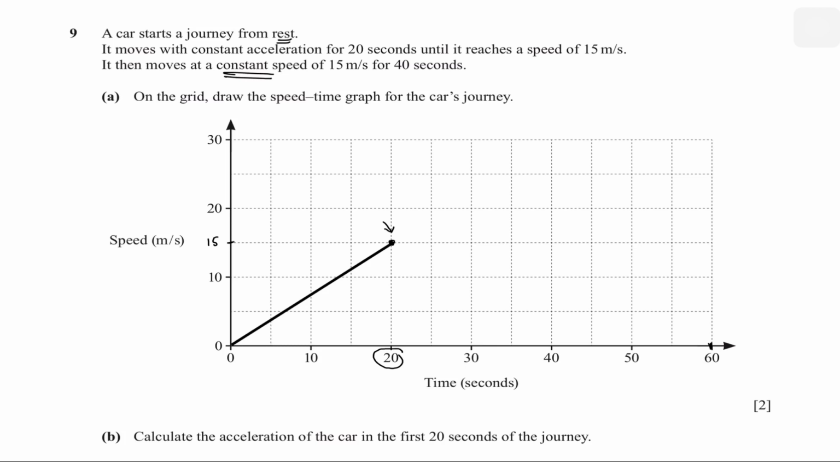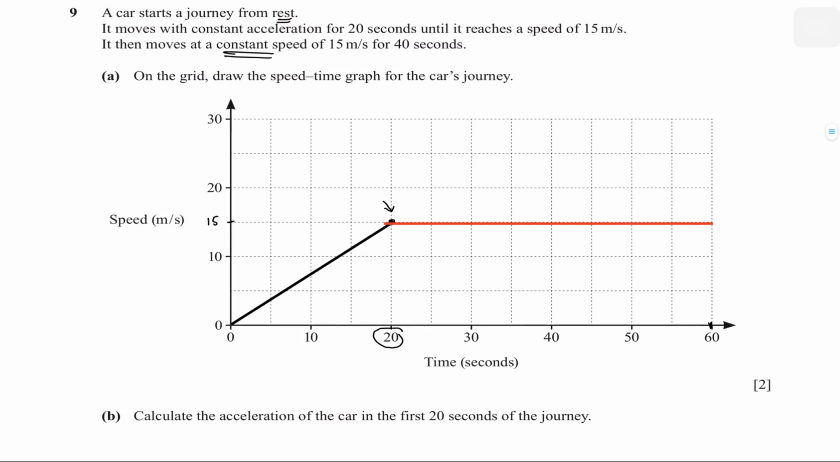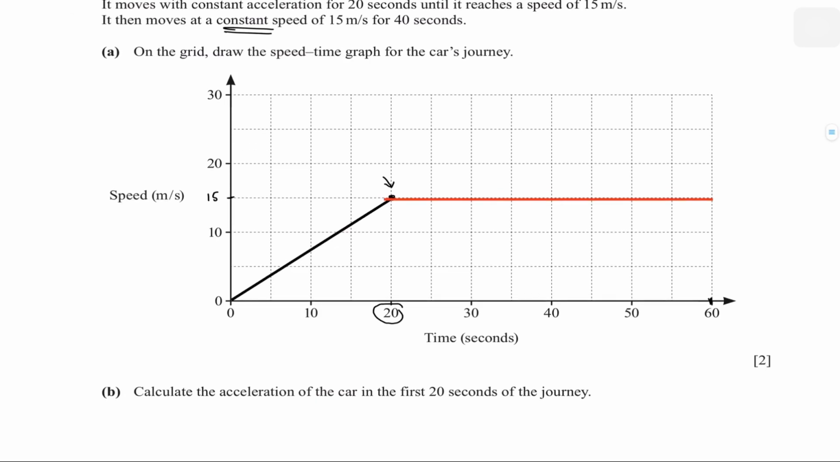So for the rest of the journey, let me use a different color for this. For the rest of the journey, this car will move at a constant speed of 15 meters per second, and it will do so for the next 40 seconds. Okay, so here we have a speed time graph, and 2 marks are guaranteed for sure.